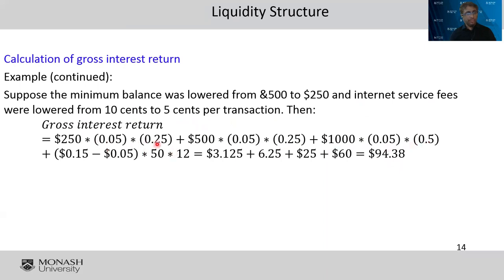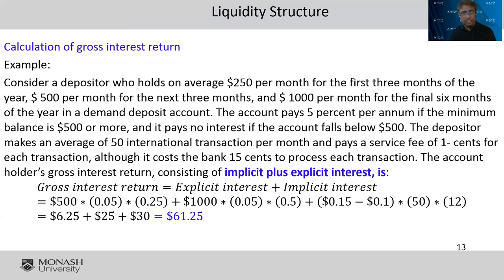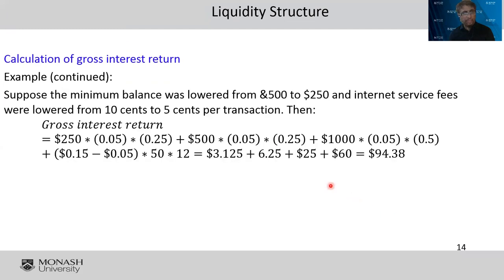So this is the 3 months. This is the second 3 months. This is the fourth 3 months. And this is the fees, which is 15 minus 5. Oh, sorry, let me just come back to here. This is actually 10 cents. I'm sorry, this is 10 cents. So this calculation is right. Now the next calculation is also right because this 10 cents is becoming 5 cents. And you continue the transaction, you will find it to be 94.38.